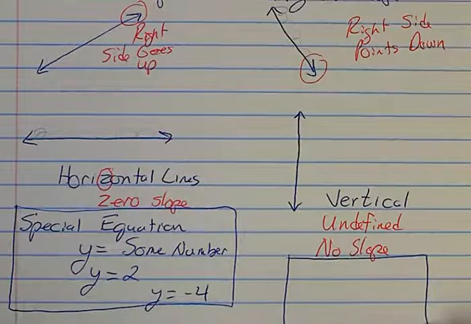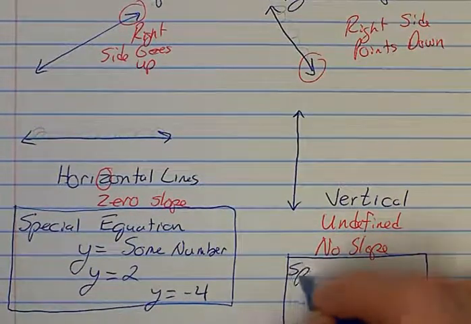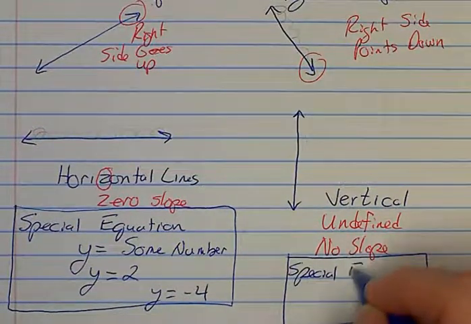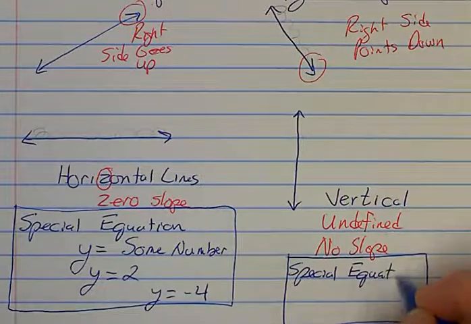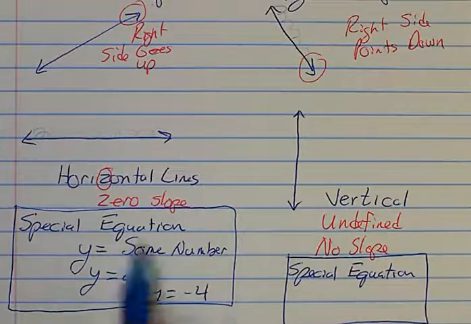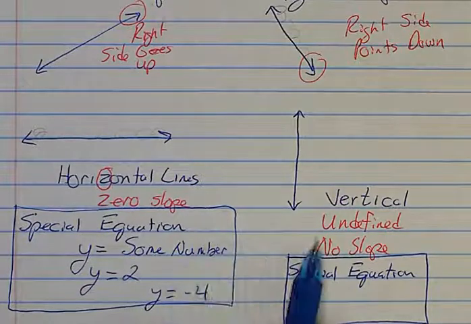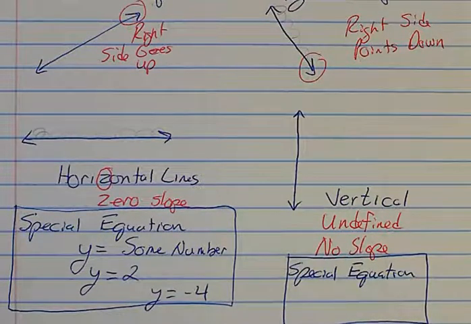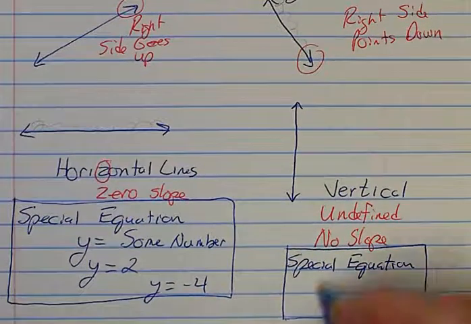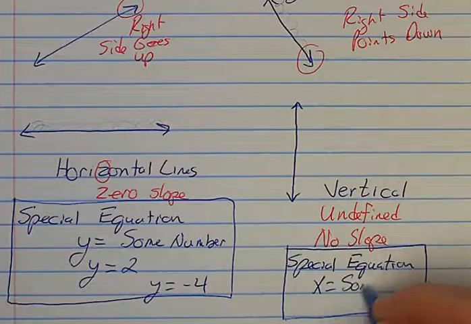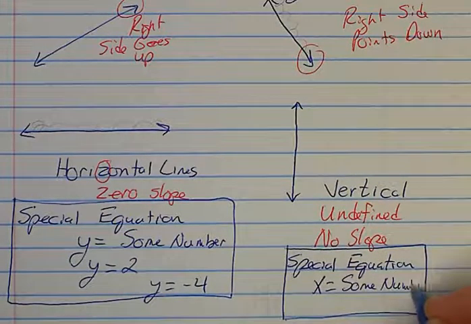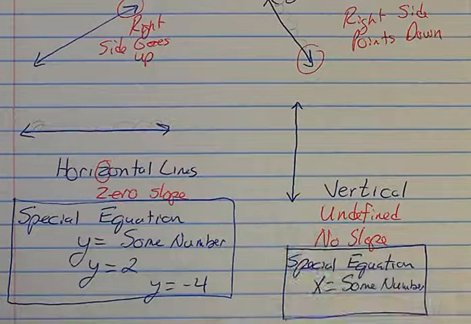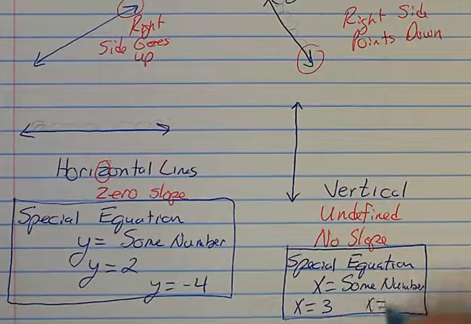Alright, the special equation for vertical lines. Well, if this one's y equals, guess what vertical is going to be? It's going to be the other one, right? It's going to be x equals just some number. And again, that some number is going to be the number where it crosses the x-axis. So it's going to be x equals 3 or x equals -1 or something like that.